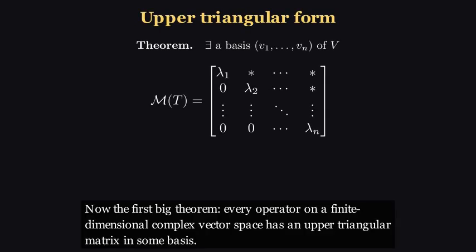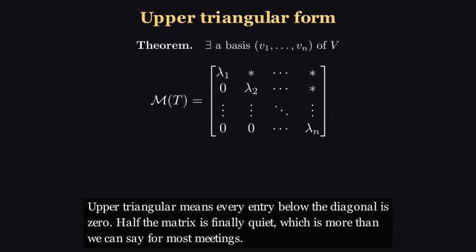Now the first big theorem. Every operator on a finite-dimensional complex vector space has an upper triangular matrix in some basis. Upper triangular means every entry below the diagonal is 0. Half the matrix is finally quiet, which is more than we can say for most meetings.